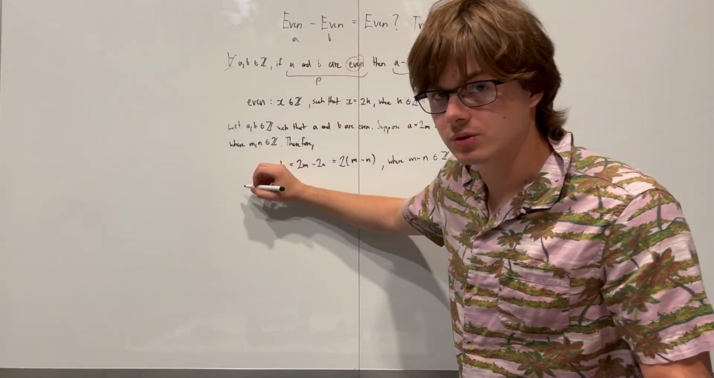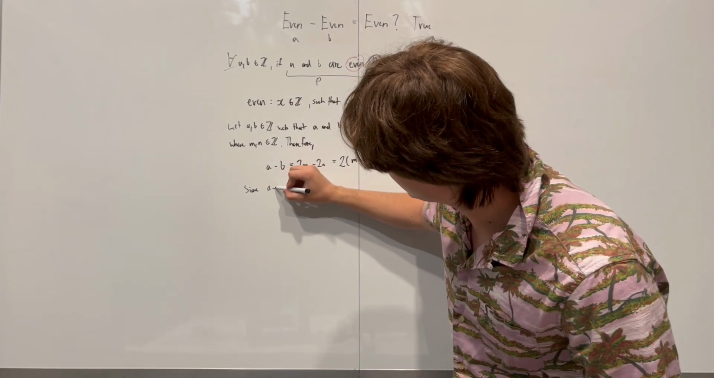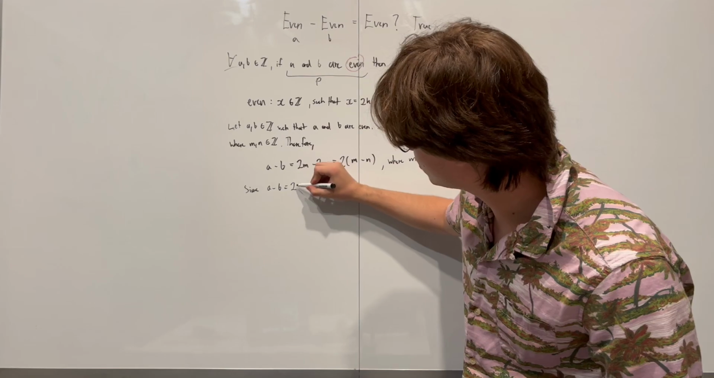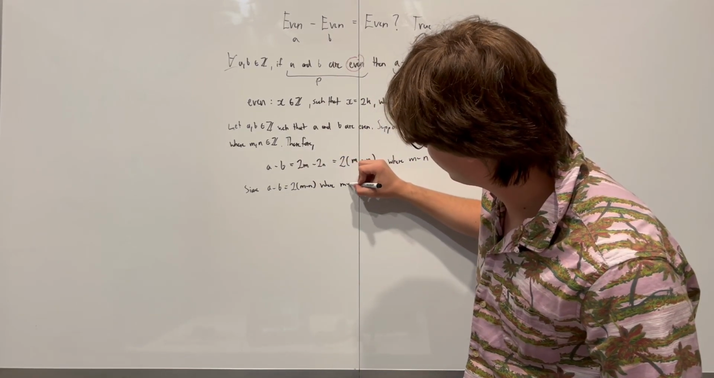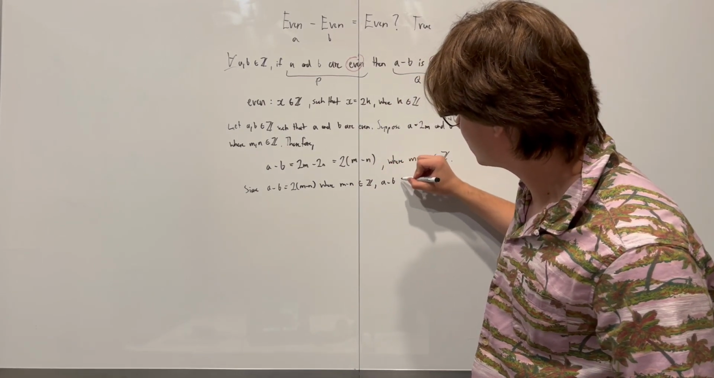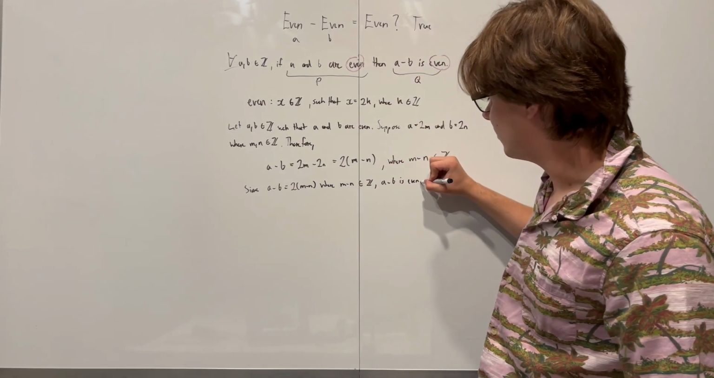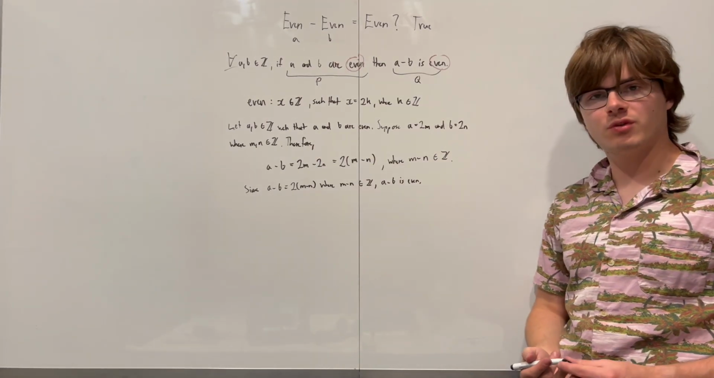Now we just write our concluding statement. Since a minus b is equal to 2 times m minus n, where m minus n is an integer, a minus b is even. Awesome. We've proven this statement. Wasn't that much of a leap from our first proof.